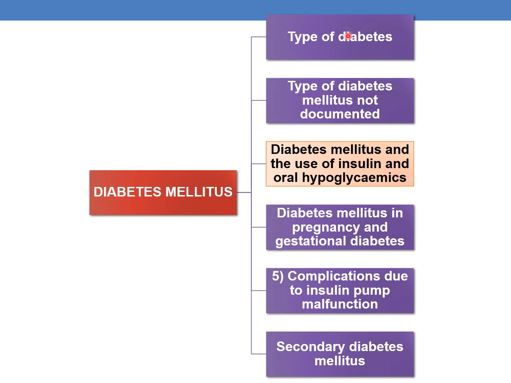First one is type of diabetes mellitus. The next is about type of diabetes mellitus. What should be coded when type of diabetes mellitus is not documented. The next is the coding scenarios for diabetes mellitus and the use of insulin and oral hypoglycemic drugs. In the current year, there has been an update in this section. The next is diabetes mellitus in pregnancy and gestational diabetes. Next is complications due to insulin pump malfunction. And finally, secondary diabetes mellitus.